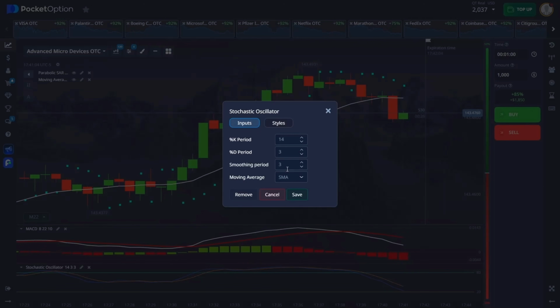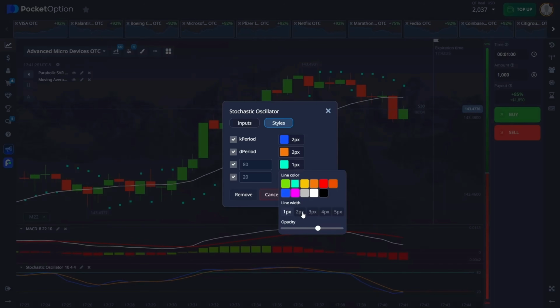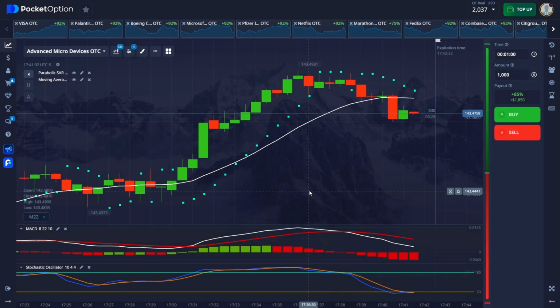For the next indicator, I'm going to choose the stochastic oscillator. Now for the stochastic, there will be a little changes with the lines. I'm going to change this to 4, and this one to 10. For the colors, I'm going to choose 2 pixel. I'm not going to change the colors for the stochastic oscillator, so it doesn't make sense to save.